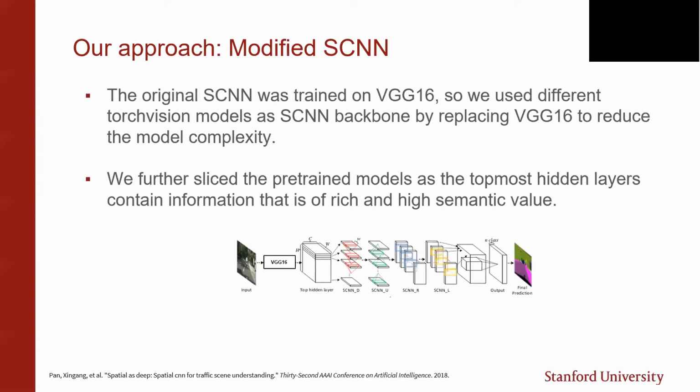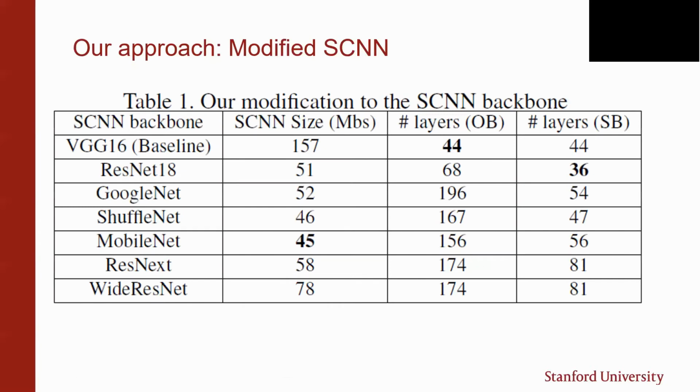So the original model was trained on VGG16, and we decided to change this backbone and reduce the complexity of the model. So we used multiple pre-trained models and sliced them to reduce the size of the models. As you can see here, using a sliced backbone greatly reduced the model size, where the original model was 157 MBs, but all the other models that we tried were 3 times smaller in size.